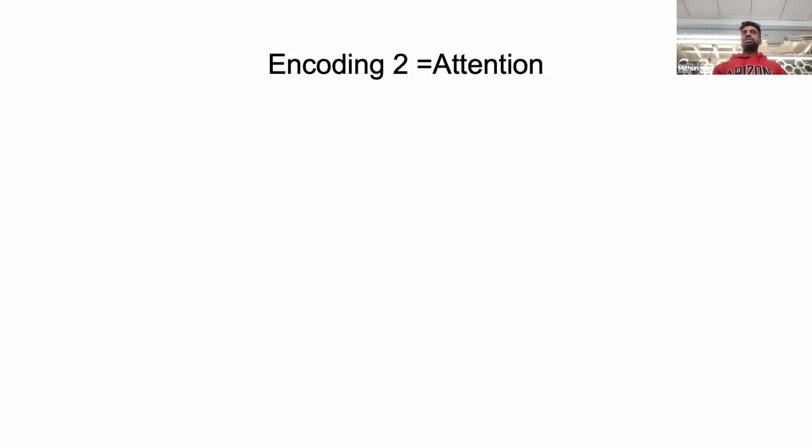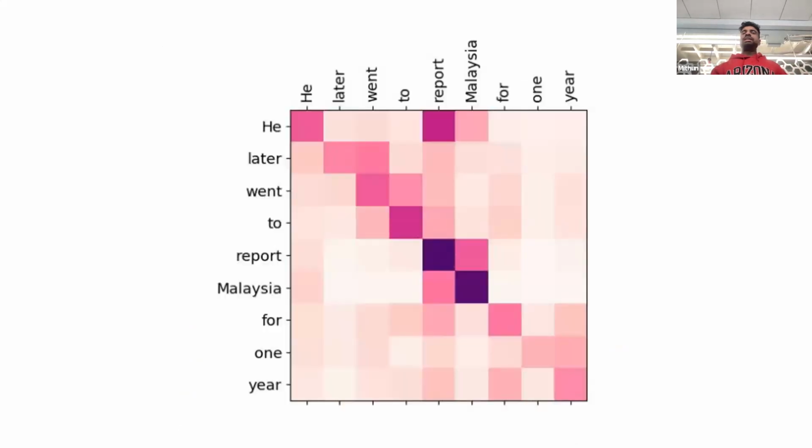And the idea of attention is very simple. Let's say we have a sentence: He later went to report Malaysia for 1 year. You can see on the row and the column, or x-axis and y-axis, it's exactly the same sentence. Attention is simply comparing one word against the other and asking the question, which word is the most important given that word? So let's say we take he.